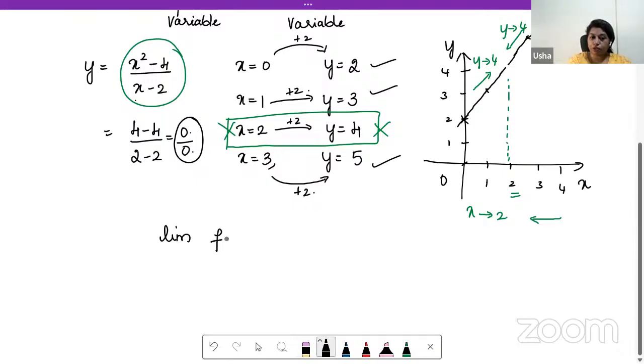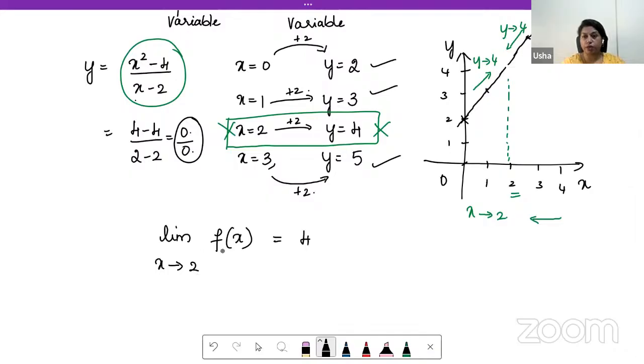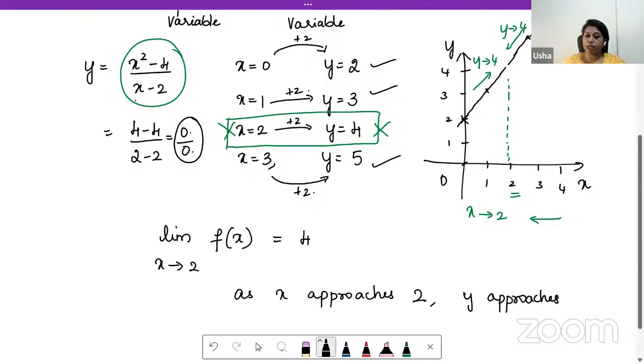Limit of this particular function as x tends to 2 is equal to 4. So how do we read it? Limit x tends to 2, f of x is equal to 4, or y is equal to 4. It means as x approaches 2, y approaches 4. Did everybody understand this? As x approaches 2, y is approaching 4.